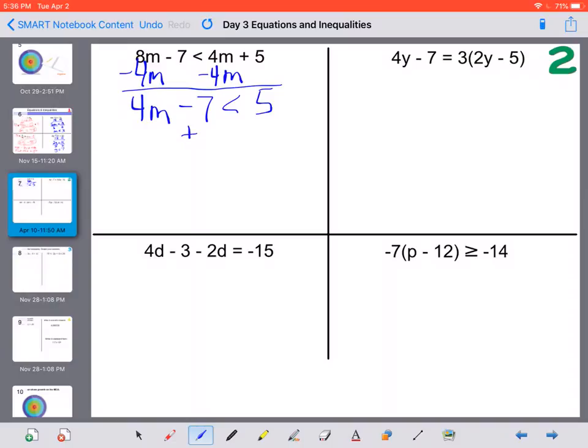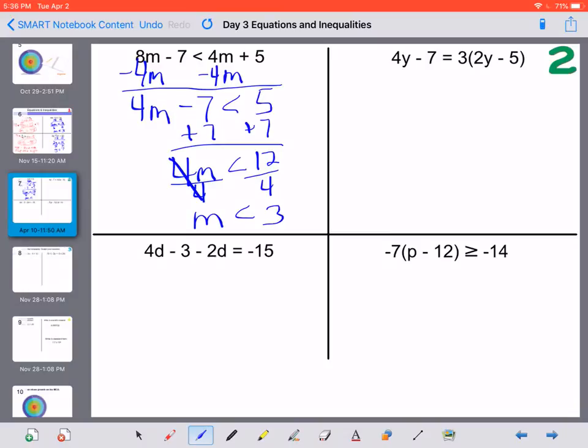Here we're going to add 7. And we get 4m. We'll keep the sign less than because we're only adding. 5 plus 7 gives us 12. Divide by 4. And m is less than 3.